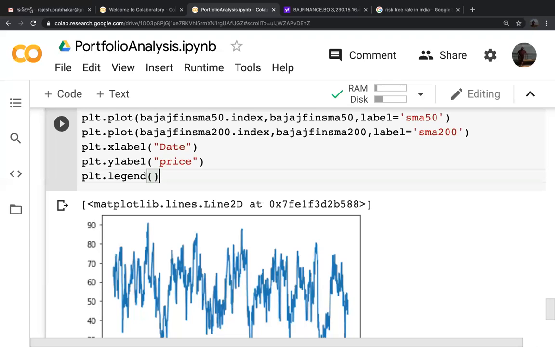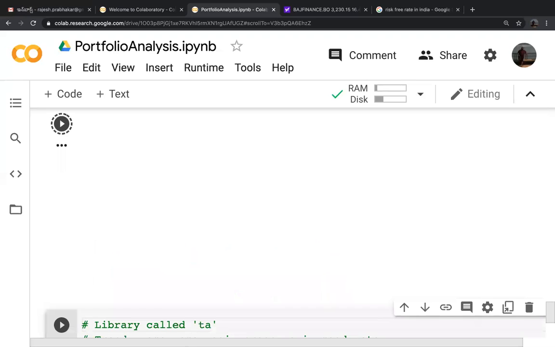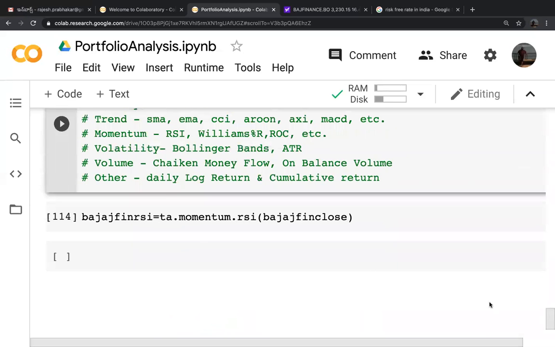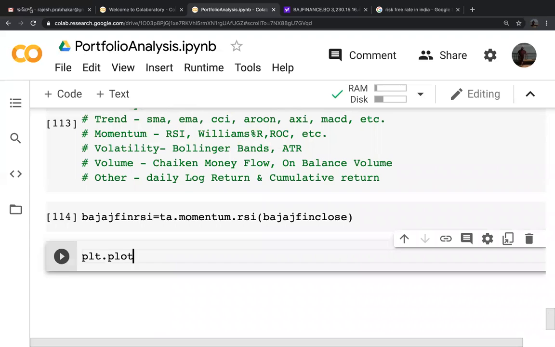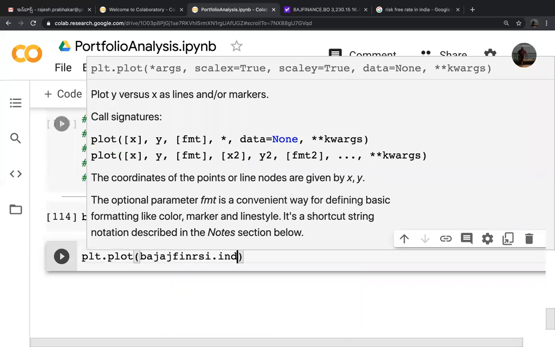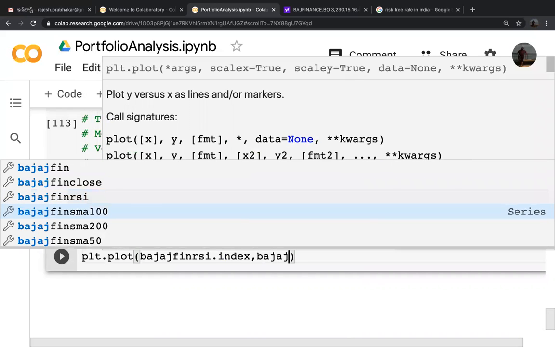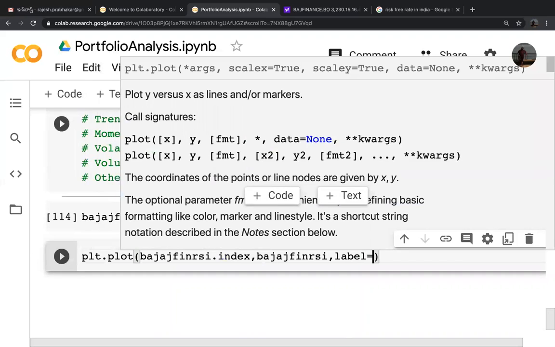I think adding plots is a little bit of a problem here. RSI indicator. One second, let me see if we can plot it. So this is actually the RSI plot. plt.plot(Bajaj Fin RSI.index, Bajaj Fin RSI, label equal to RSI).